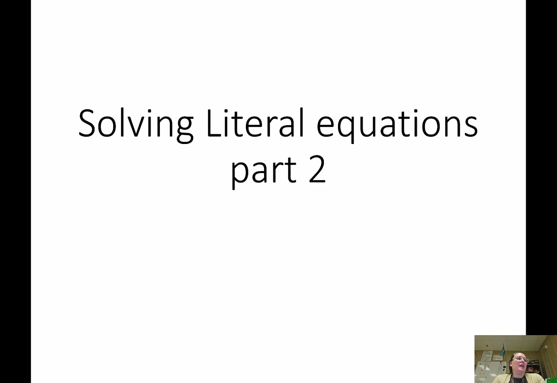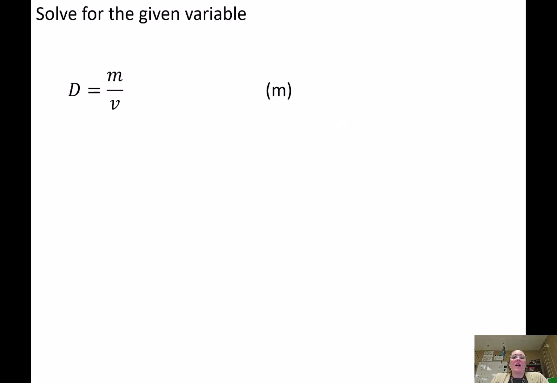We're going to continue looking at solving literal equations in this video. So I've got d equals m over v, and I'm asked to solve for m. Okay, so the m is in my numerator of the fraction here on this one, so I need to undo the denominator. Well, remember, a fraction's just taking the top number divided by the bottom number. So to undo that bottom part, I just need to multiply by v.